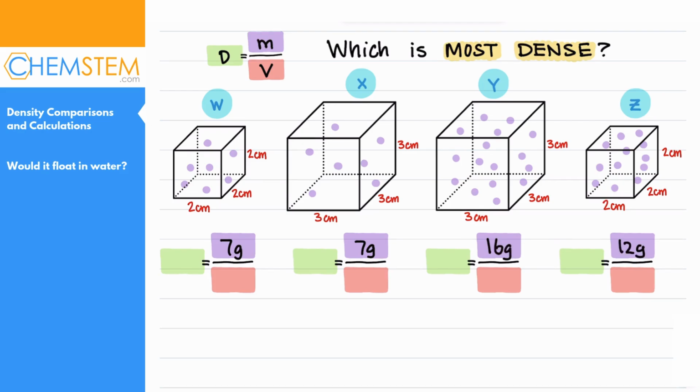If you think that density and mass are basically the same thing, it would be easy to assume that the third cube, Y, is the most dense because it is pretty large and it does pack in a lot of mass, 16 grams. But we have to go farther and also calculate the volume.